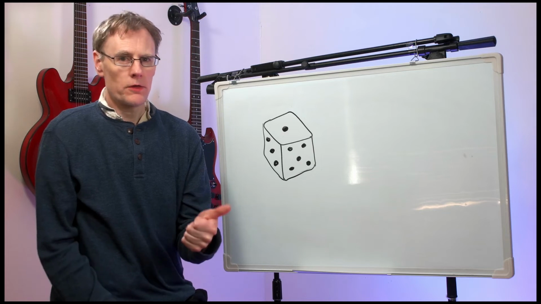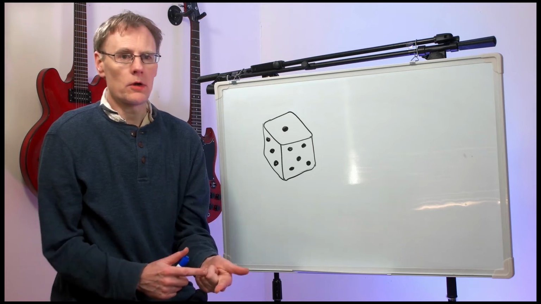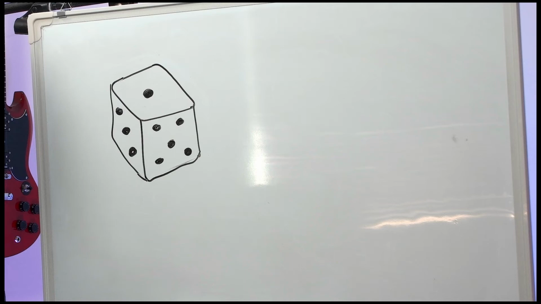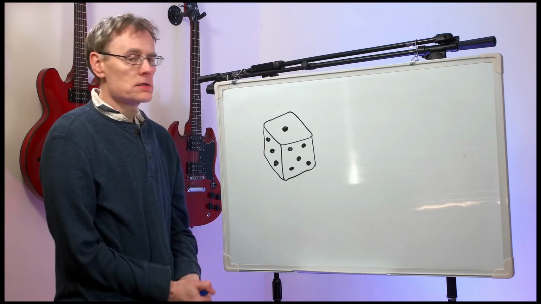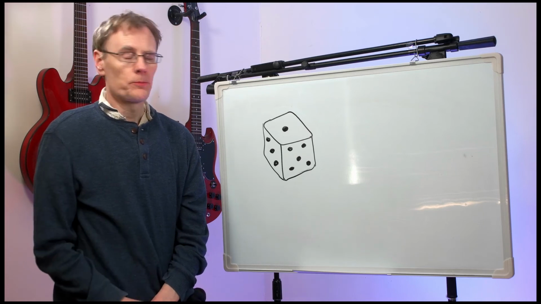It's 1/6 for the first throw, it's 1/6 for the next throw. It doesn't matter how many times you do it. It doesn't matter what happened before. The chance of getting a 6 is still 1 chance in 6.